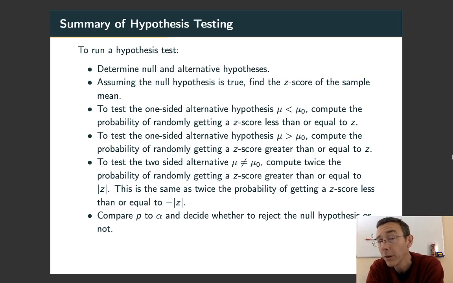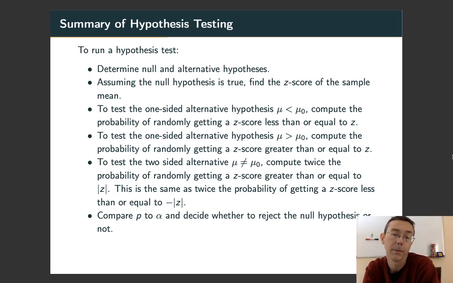We're going to assume the null hypothesis is true, and then we're going to consider where our sample mean, x bar, falls in the context of all the possible sample means that we could have gotten under the assumption of the null hypothesis. We do that by computing a z-score. Big z-score in absolute value indicates that our result is surprising in the context of that null hypothesis.